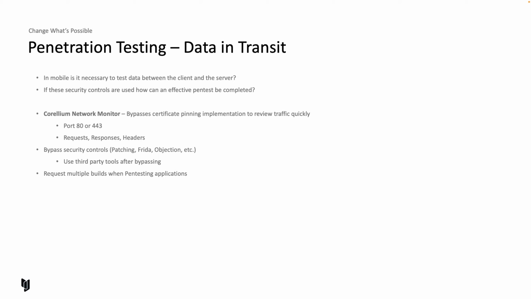Like I said, not every time will people give you a build that these are disabled in, so you should always be testing. And then again, request multiple builds when pen testing mobile applications. It's always a good opportunity, if you can, to get multiple builds, so you can not only test the security controls in one, but also fully test the data on the additional applications, right? Not just trust that certificate pinning or certificate transparency or whatever they plan to use.